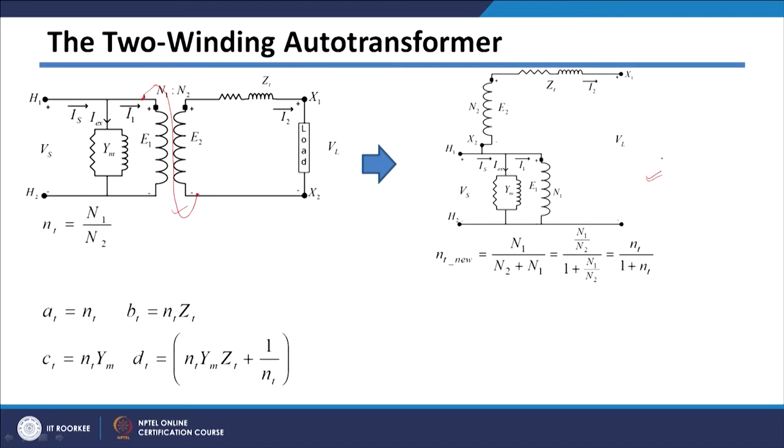In that case, your new turns ratio: primary turns will again be N1 because the same primary voltage is getting applied across this one, and on the secondary terminal we are taking X1, and the load we are connecting between X1 and H2. So, basically the load is getting connected between this terminal and this terminal here. If you are connecting like this, then the total turns coming across the load side will be these N1 turns plus your N2 turns.